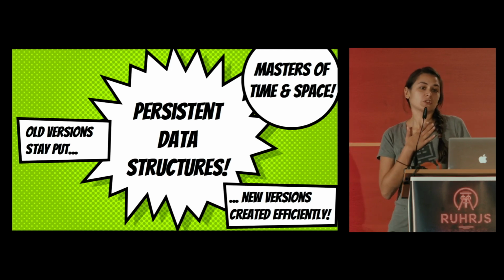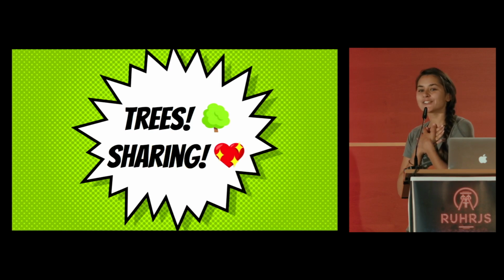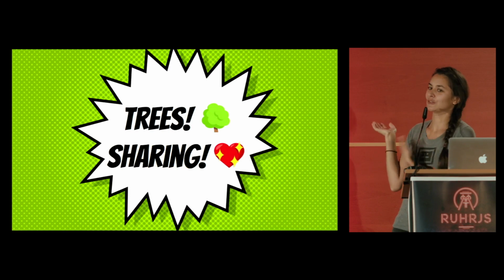Okay, so persistent immutable data structures. What is their deal? What is the source of their powers? It's two very simple, beautiful things: trees and sharing. Sharing is a superpower, y'all. It's true in functional programming, and it's true in life.